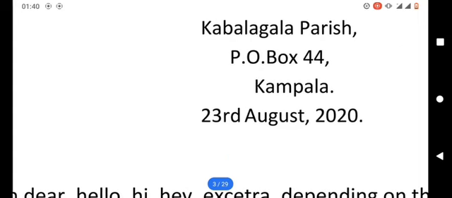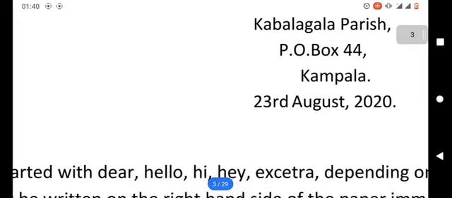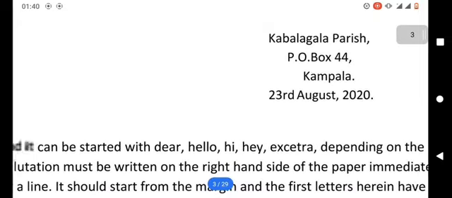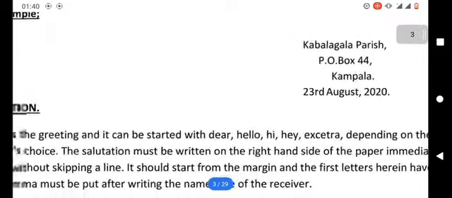The month is written in full with a capital letter beginning, and then we punctuate with a comma, then you put the year, and you end with a full stop. I think you have seen. All these are put on the upper right-hand corner side.